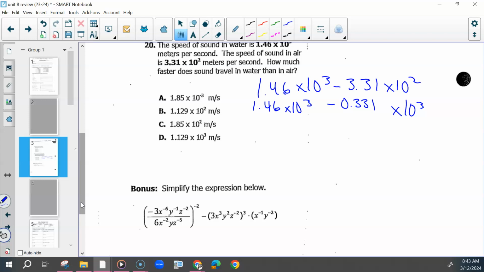Go ahead and subtract these two numbers. If you haven't already, tell me what that would be. 1.129, and then times 10 to the third. Other questions on this page?